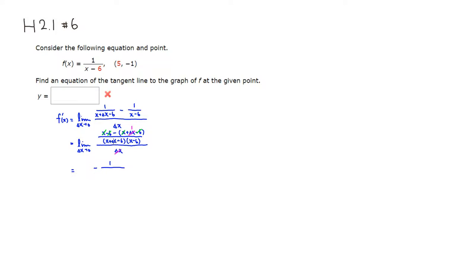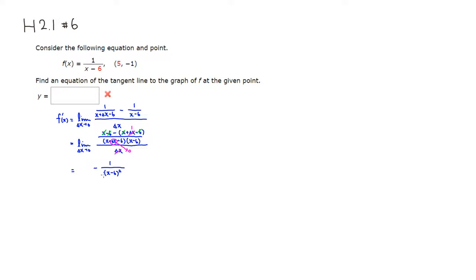Here, delta x approaches 0. So this guy right here approaches 0, which means that we have x minus 6 times x minus 6, which is going to be quantity x minus 6 squared. All right, that's the derivative.